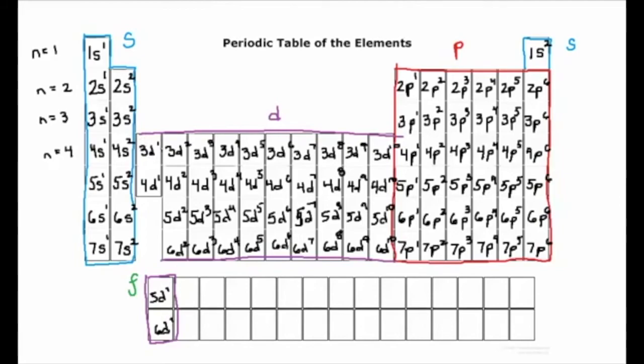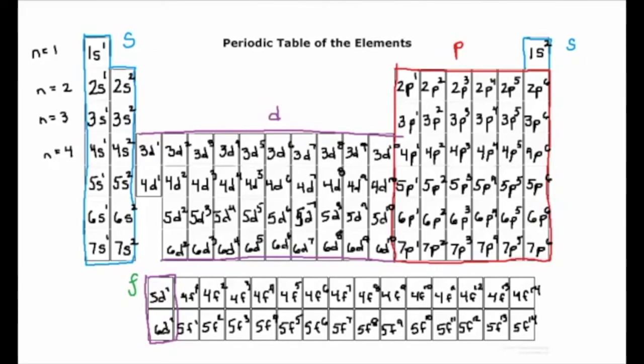Now, just as d started 1 below what you would expect, you would expect this to be 5f1, because this is the 5th energy level, but instead it's going to be 4f1, which means this is going to be 5f1, okay, all the way to 14, so fill that in as well.